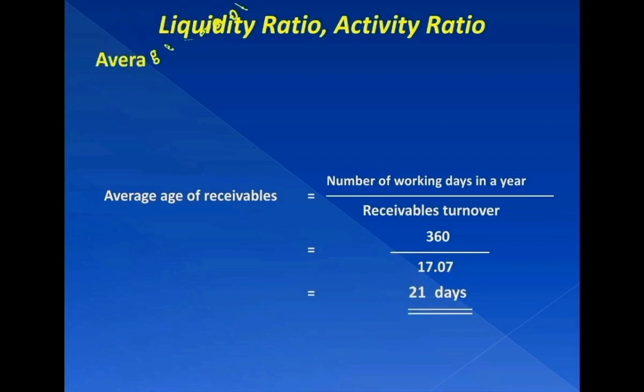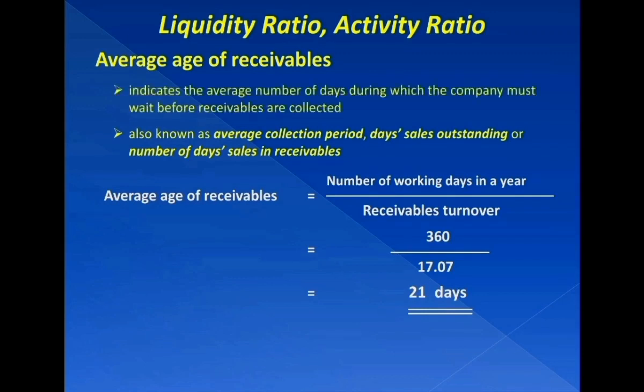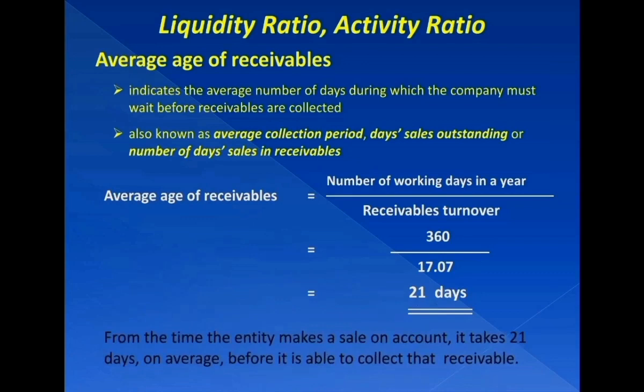This ratio, which is also known as average collection period, days sales outstanding, or number of days sales in receivables, is useful in evaluating an entity's credit and collection policies, as it indicates the average number of days during which the company must wait before receivables are collected. Meaning to say, for Elizabeth Tailoring Materials Store, from the time it makes a sale on account, it takes 21 days on average before it is able to collect that accounts receivable.